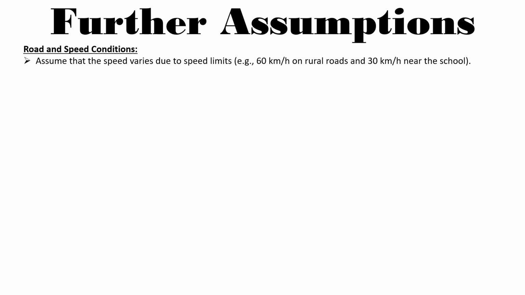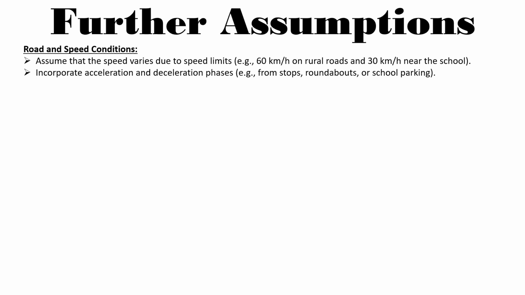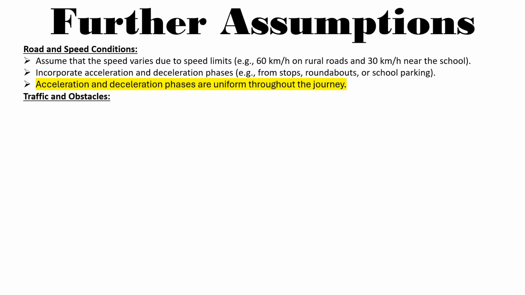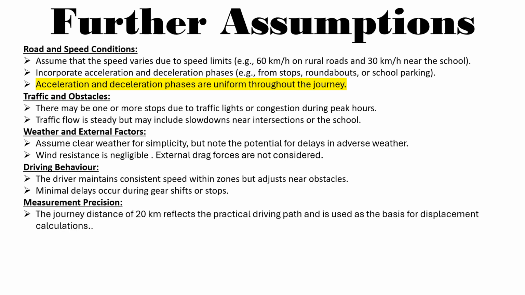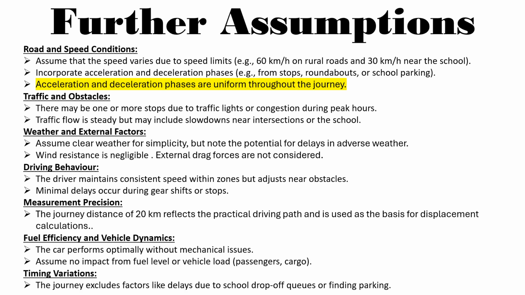But again, we can have a page of assumptions here that are very similar. So now we're saying that the speed is still varying due to speed limits, and now we're going to incorporate acceleration and deceleration phases. So we didn't have those before, okay? And they're uniform and consistent, which means it's a constant acceleration that we have. So we can see here in yellow, I'm bringing in some extra assumptions. Everything else we have already talked about. Everything else is still there from iteration one.